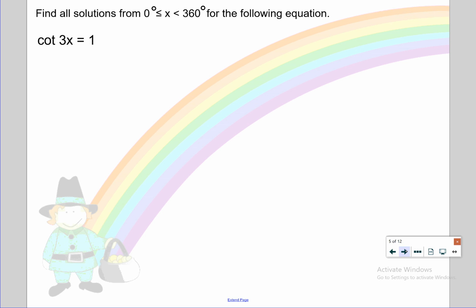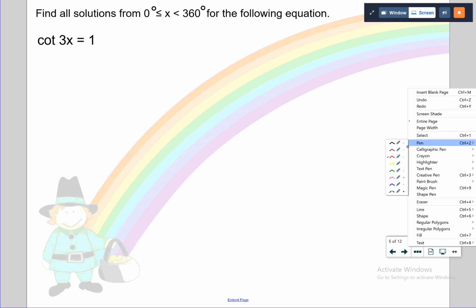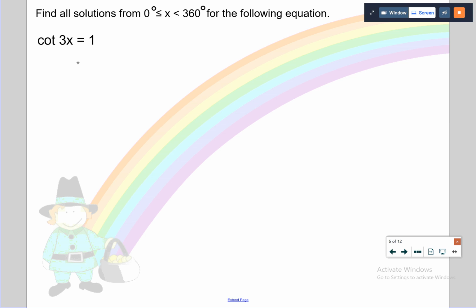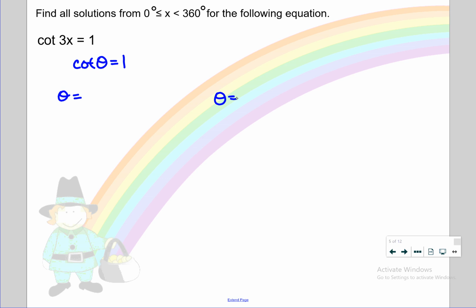Okay, find all solutions. This time we are in degrees now, between 0 and 360. Okay. Replace it with an easier angle. Cotangent theta equals 1. There are 2 places where that happens. Where does cotangent equal 1 in quadrant 1? In degrees. 45 is what we're looking for. That's where you've got the root 2 over 2's divided by each other. And then there's one more in quadrant 3. 225 is the other one.